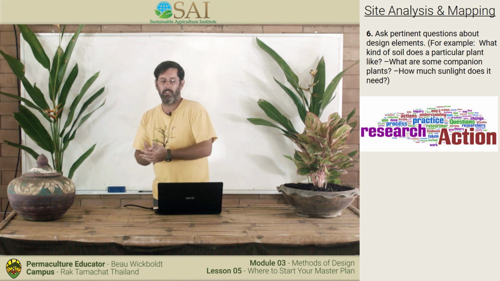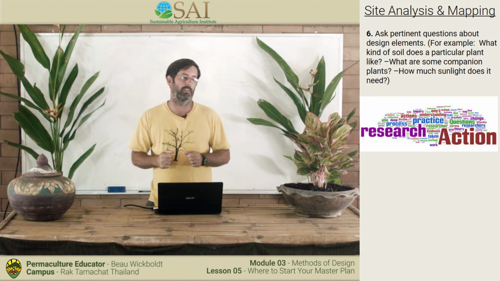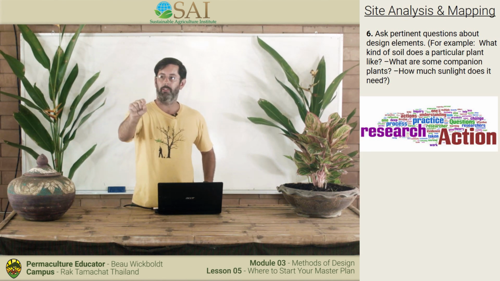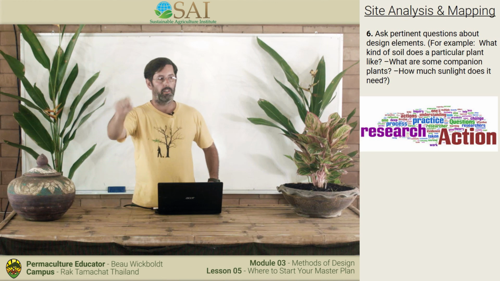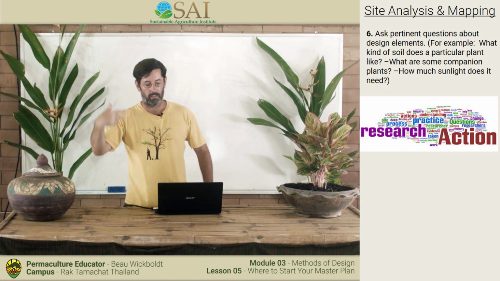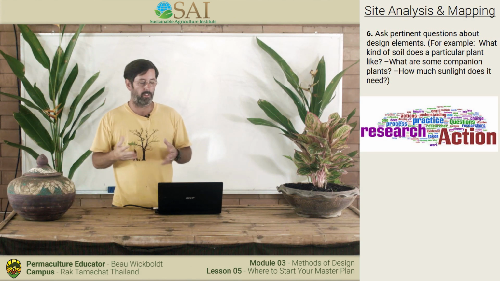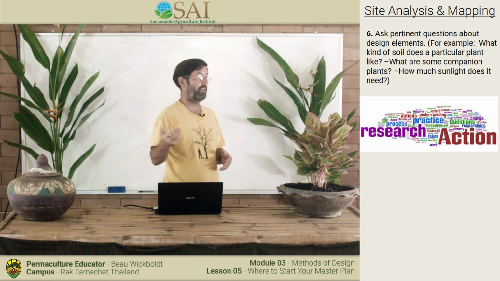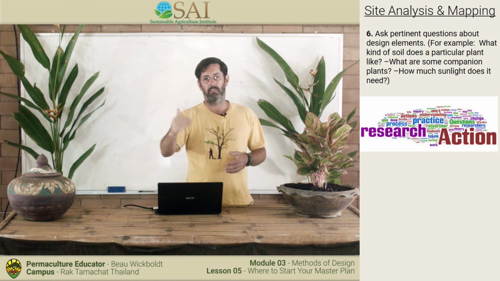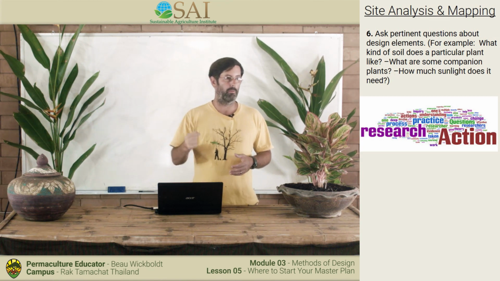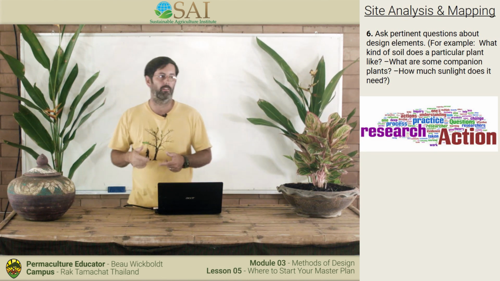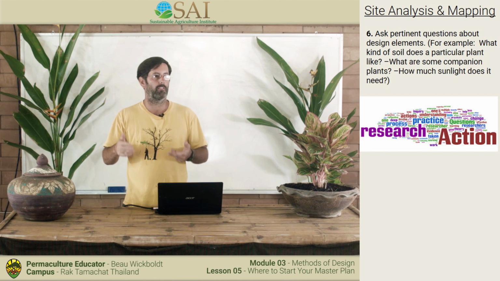Ask pertinent questions about your design elements. Remember I recommended a page in your book for each element. So you have your notebook, and I write down that element that I want, and then write down things about it that I'm learning. So what are some pertinent questions? For example, what kind of soil does a particular plant like? If I go in my garden, and I write down the list of plants that I want to grow, because I grow what I eat and I eat what I grow, then I need to start learning about that particular plant, and I need to learn what it needs. What are the needs of that plant?